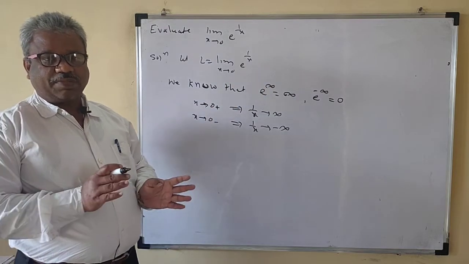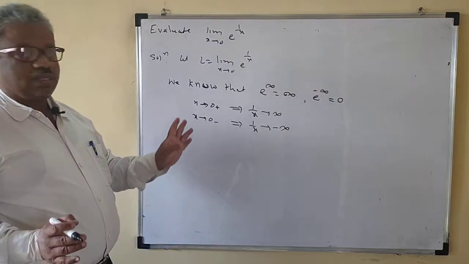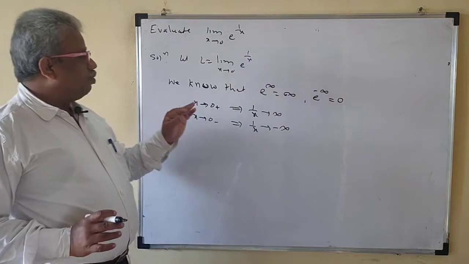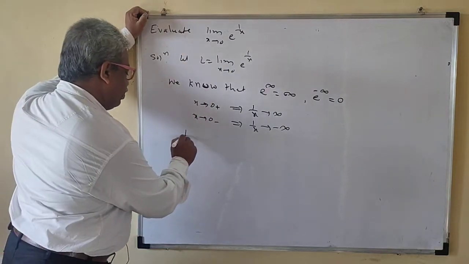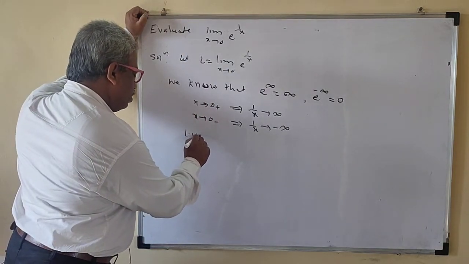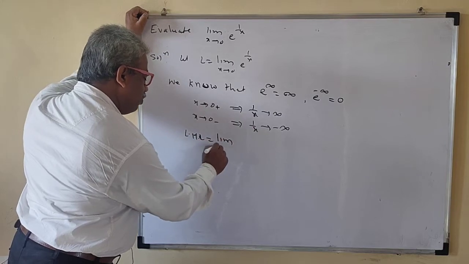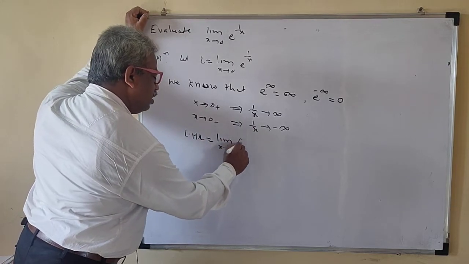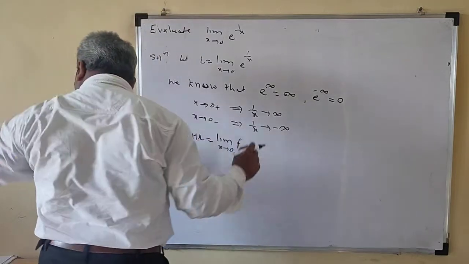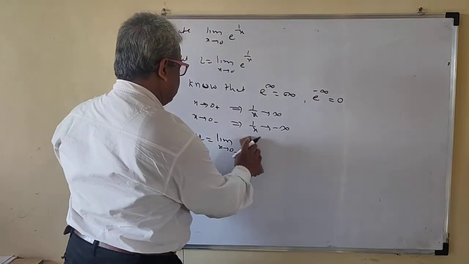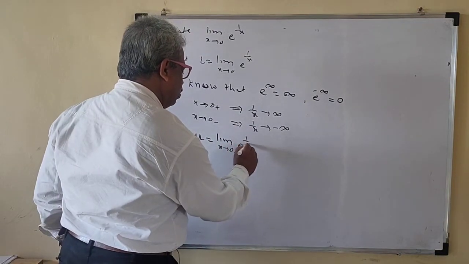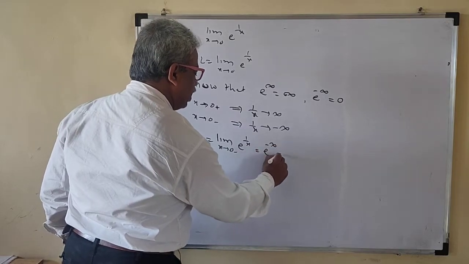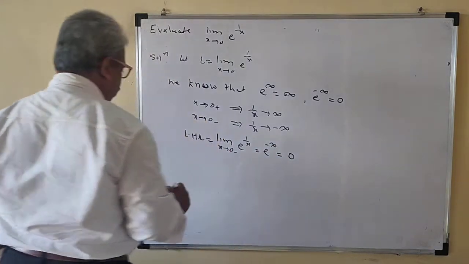That means what here? Left to 0 and right to 0. So we have the distinct value of the function. So we'll take the left hand limit and right hand limit. The left hand limit is the limit as x tends to 0 minus of e raised to 1 upon x. So this is e raised to minus infinity, and this is 0.